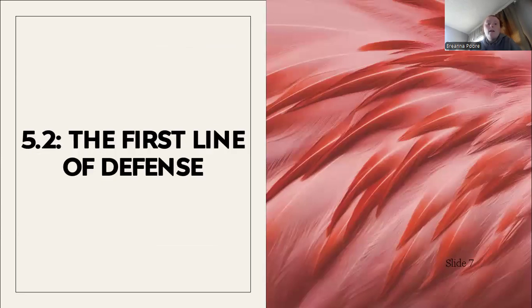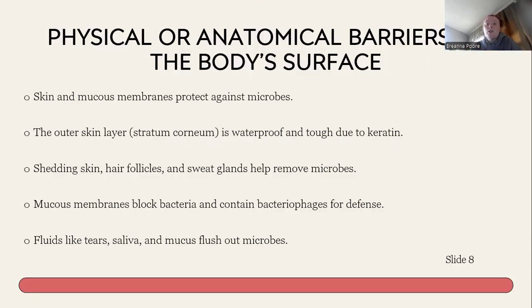15.2, the first line of defense. Physical or anatomical barriers at the body's surface. Skin and mucous membranes protect against microbes. The outer skin layer, which is the stratum corneum, is waterproof and tough due to keratin.